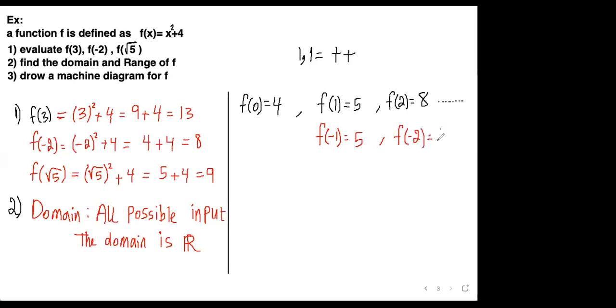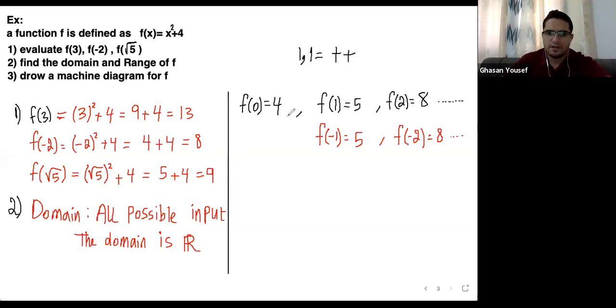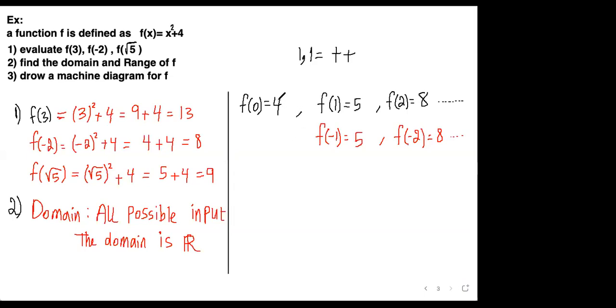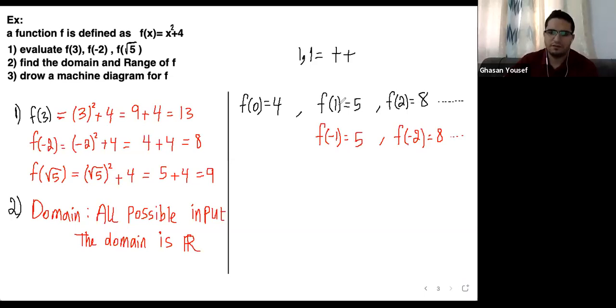It's going to be a positive value because you're squaring it. It's always going to be a positive value. Exactly. 8. So this means all possible output starts from 4 and above. Because if I plug any number inside this function, they will not give me 3, or negative numbers, or 0 as output at all. So the output for this function will start from 4 and go up to infinity, positive. So all possible output for this function is from 4 to infinity.